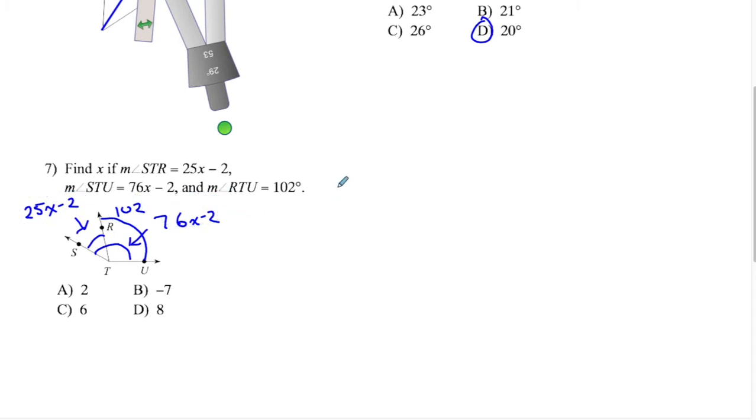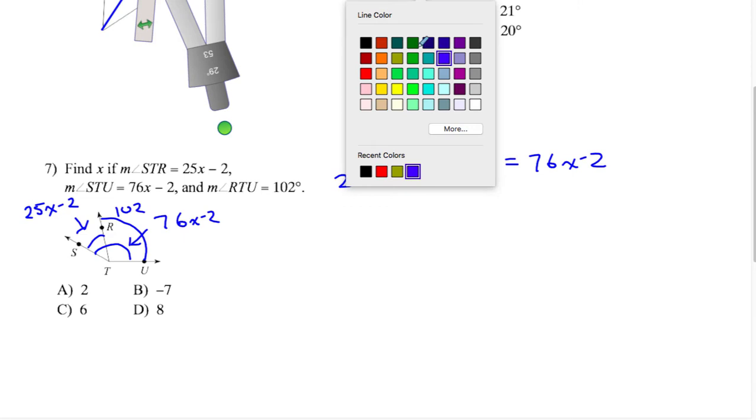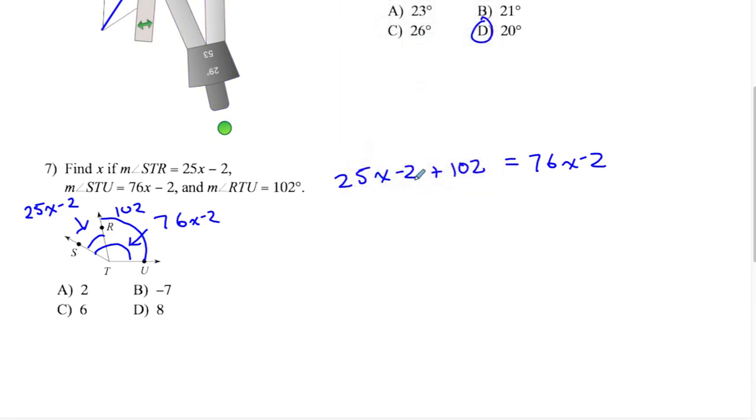So let's say that in an equation. We say 25x minus 2 plus 102. Those two angles add up to 76x minus 2. And then from there we just solve. I'm going to simplify the numbers on the left. Minus 2 and 102 are on the same side of the equal sign, so I'm just going to combine those. 102 minus 2 is 100, so I now have 25x, that didn't get changed, plus 100.